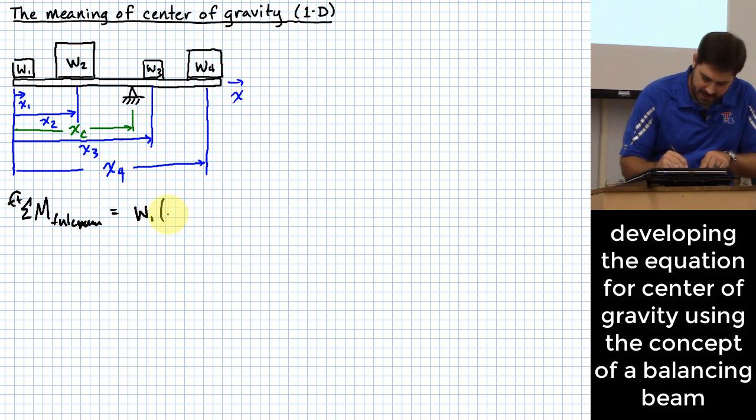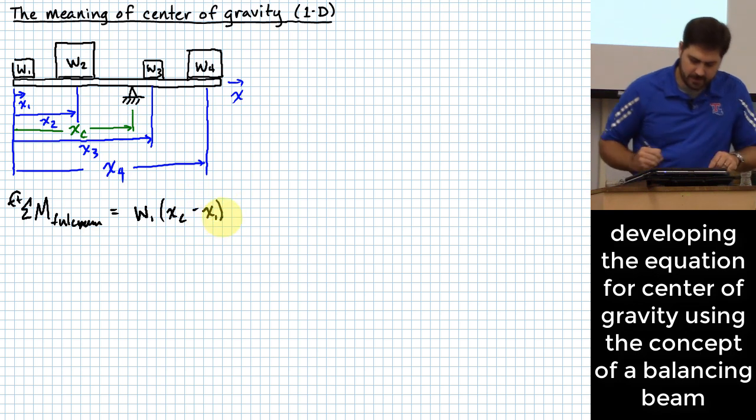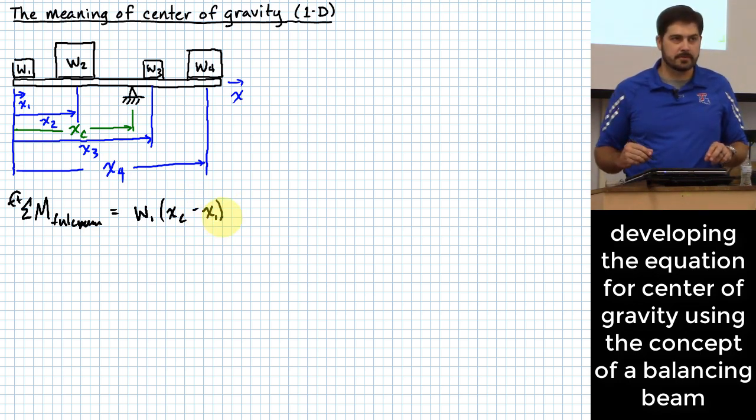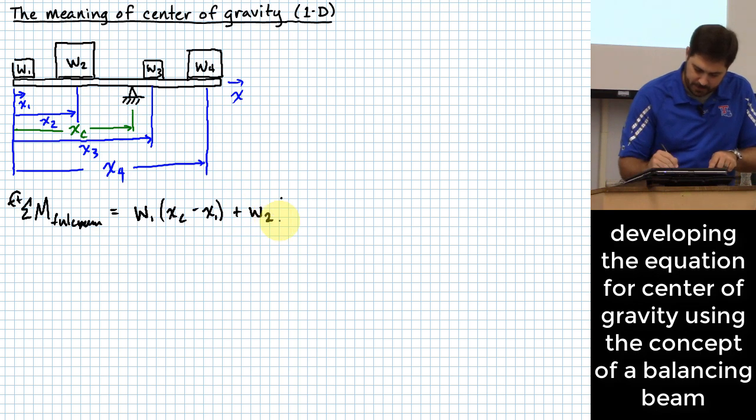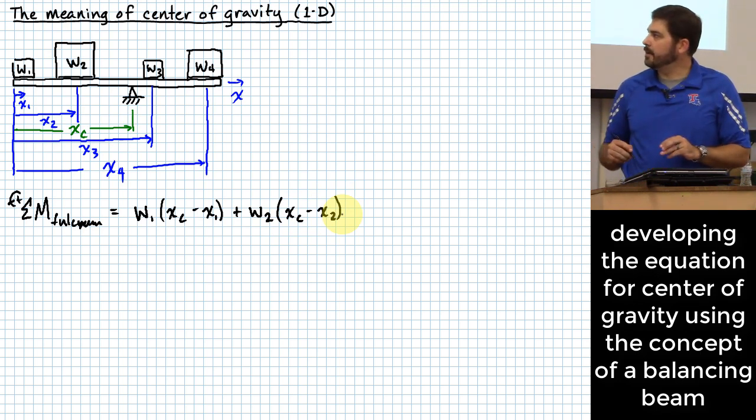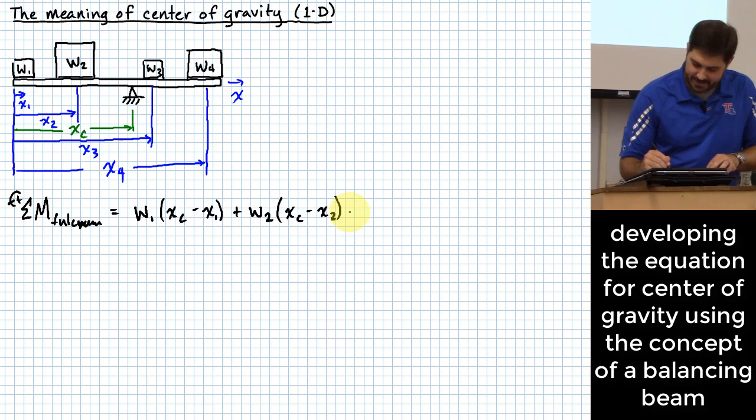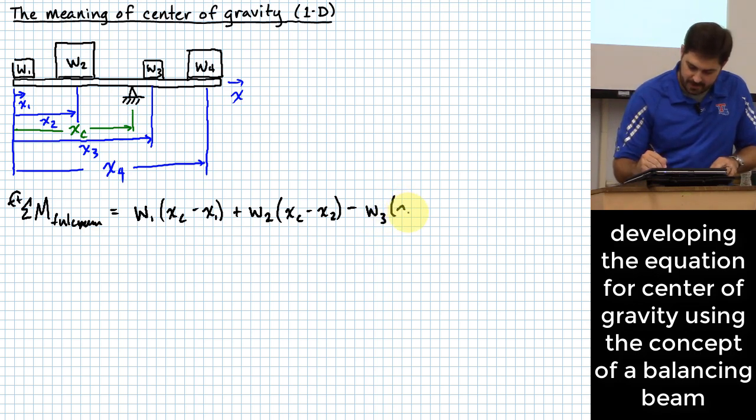W1 times XC minus X1. Okay. What about W2? Okay. So plus W2 times what? XC minus X2. All right. Then what? Okay. We could say, and I'll go ahead and write it this way, minus W3 times what? X3 minus X sub C.